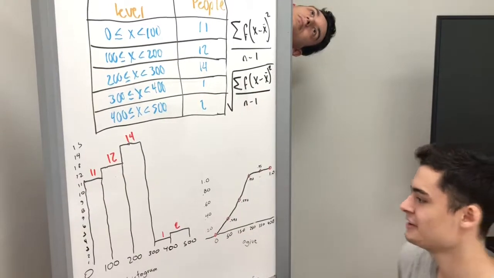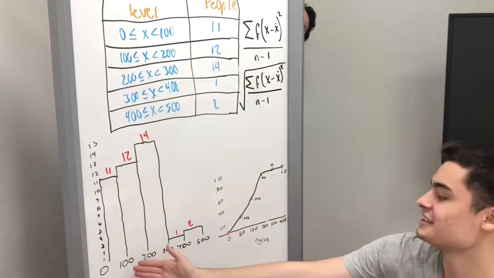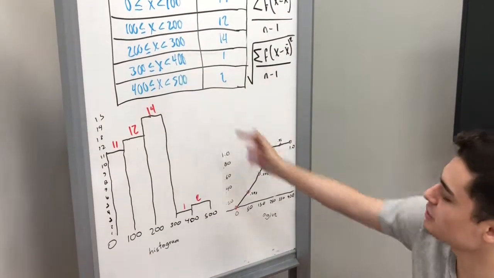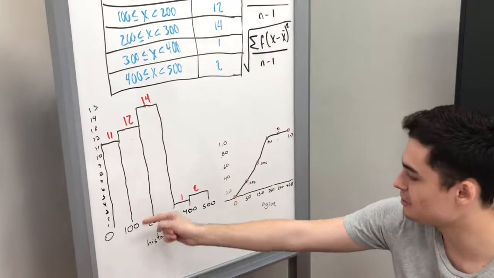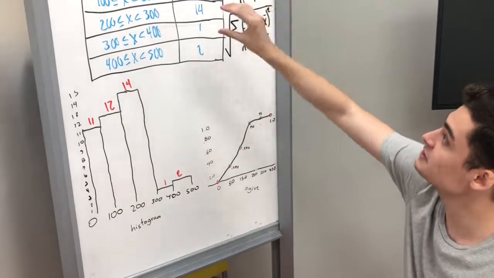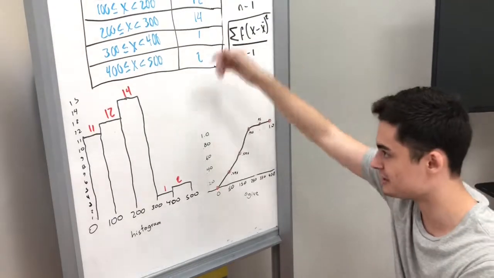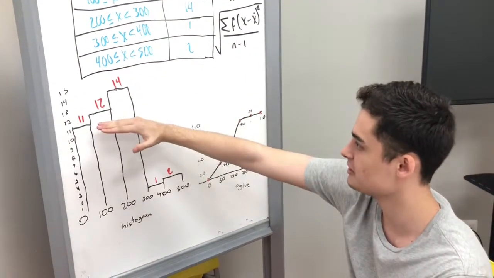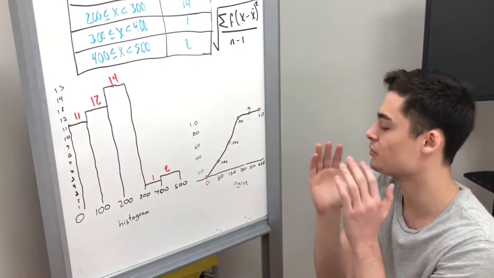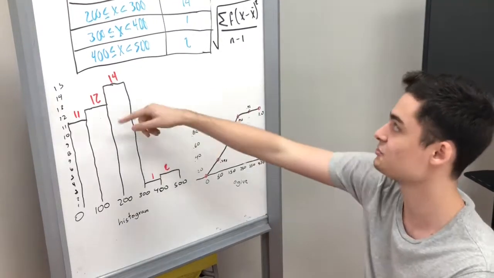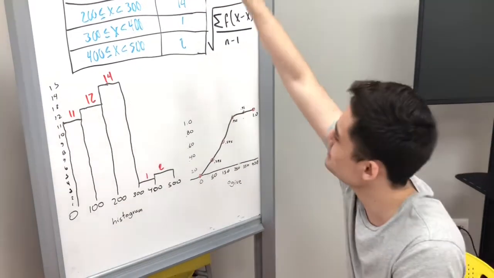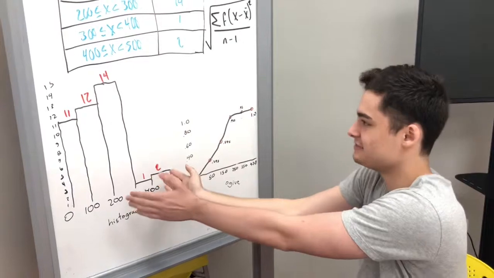First, the histogram. The histogram is based on the 2 factors we have here. So we have 0 and 100. The points in between those numbers are 11. So the value goes up to 11. Same with the values from 100 to 200. It's 12. It's basically the things we have here, but in this format.